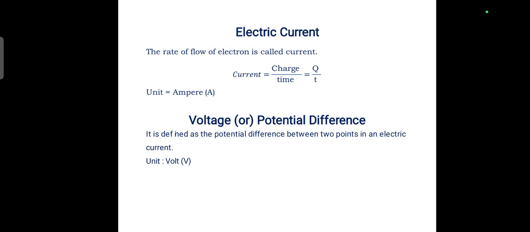And then the next one is the voltage or potential difference. It is defined as the potential difference between two points in an electric circuit. So here the unit is volt, and it is denoted with capital V.